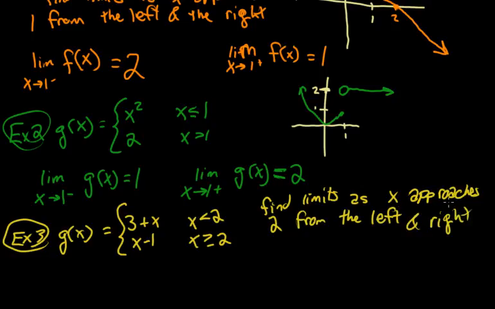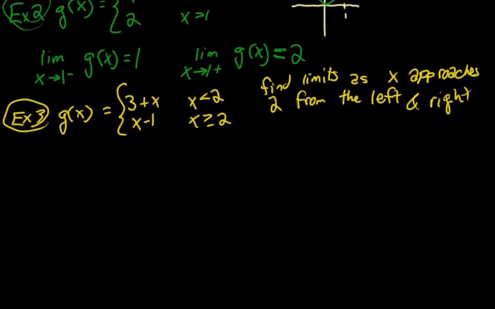Well, we could do this by drawing a graph, but I think it's a little bit better to also know how to do this mathematically. So let's do from the left first. Limit as x approaches 2 from the left of g of x equals, let's think about what this would look like, or how we would do this mathematically.